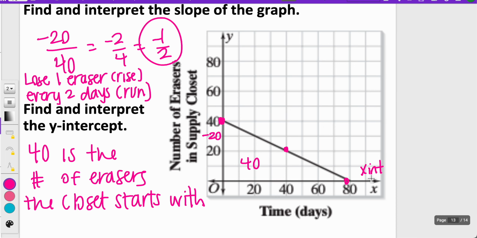That's going to conclude our video on 7.4, the slope-intercept form.